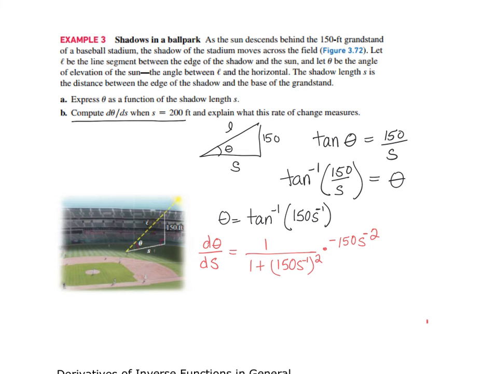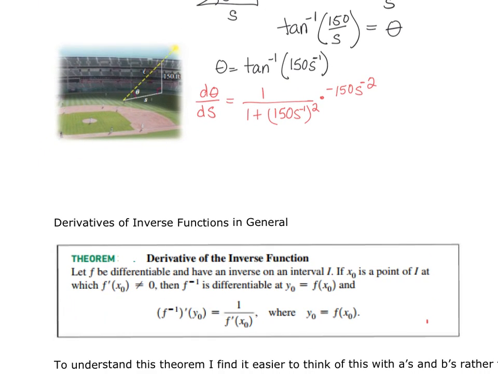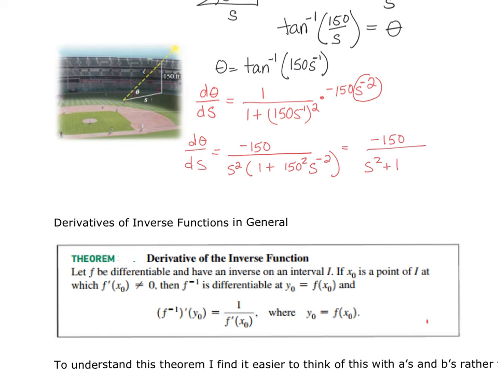So simplifying this, we get d theta ds equals negative 150. I'm going to move this S to the negative 2 down, so S squared times 1 plus 150 squared times S to the negative 2, or negative 150 over S squared plus 150 squared.